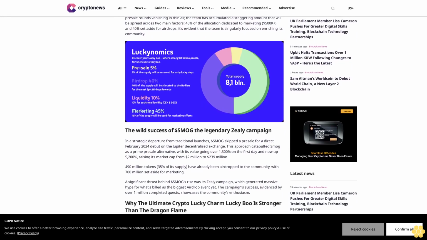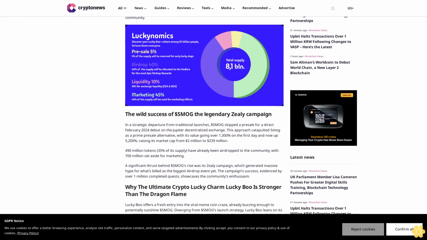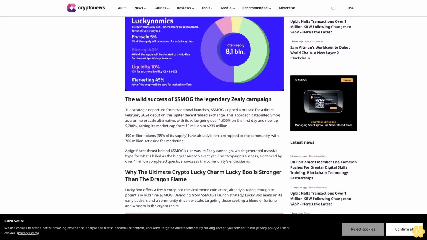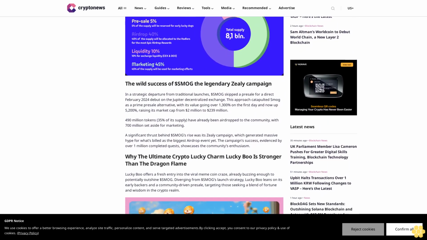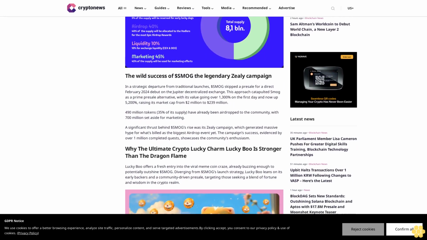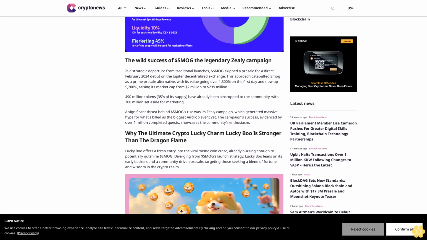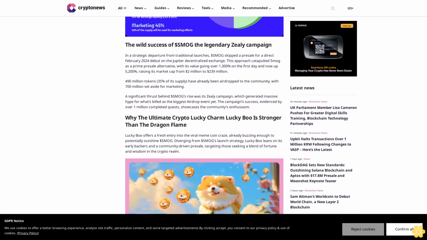The wild success of $SMOG, the legendary Zilli campaign. In a strategic departure from traditional launches, $SMOG skipped a presale for a direct February 2024 debut on the Jupiter decentralized exchange. This approach catapulted Smog as a prime presale alternative, with its value going over 1,300% on the first day and now up 5,200%, raising its market cap from $2 million to $239 million.